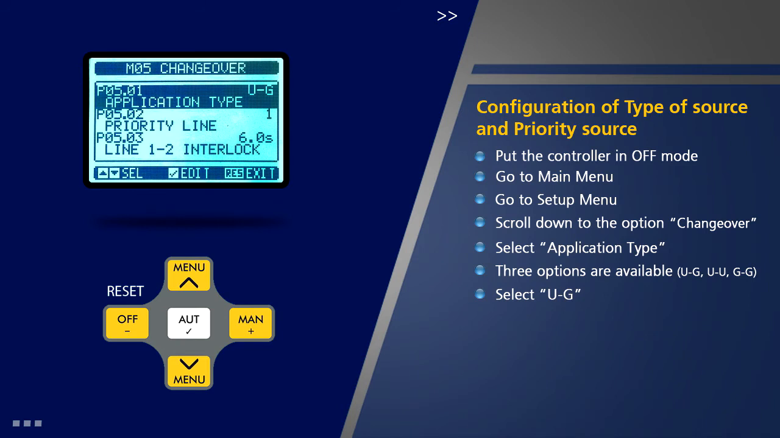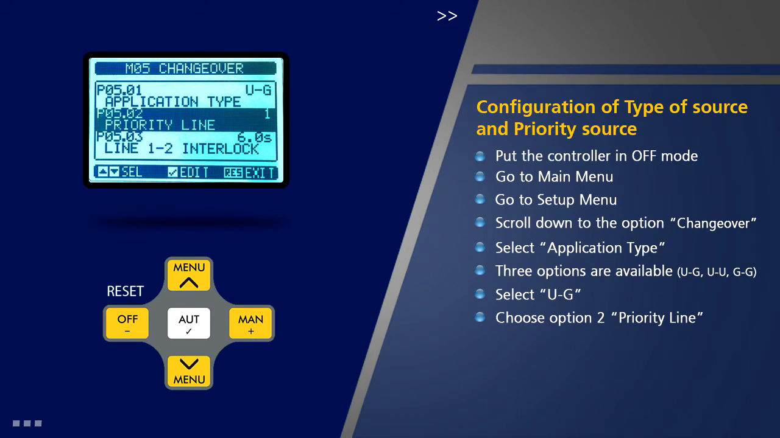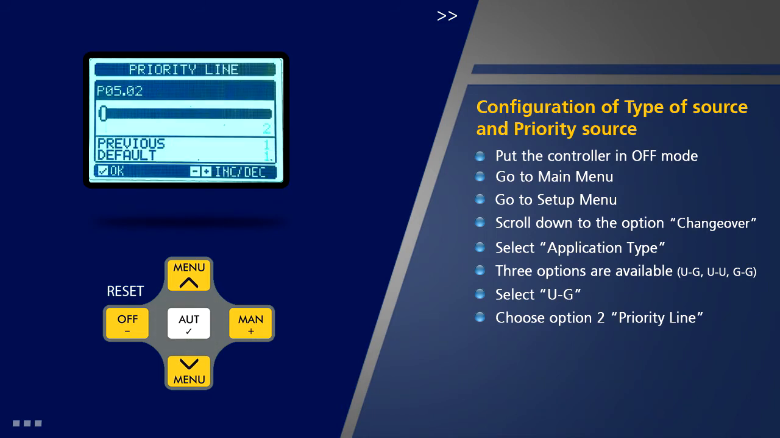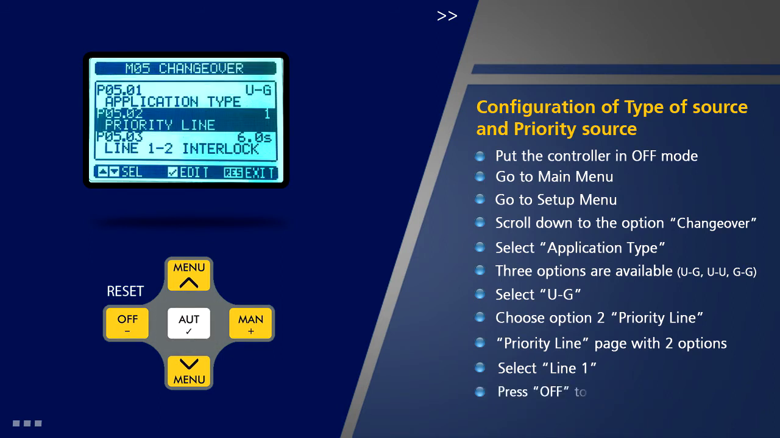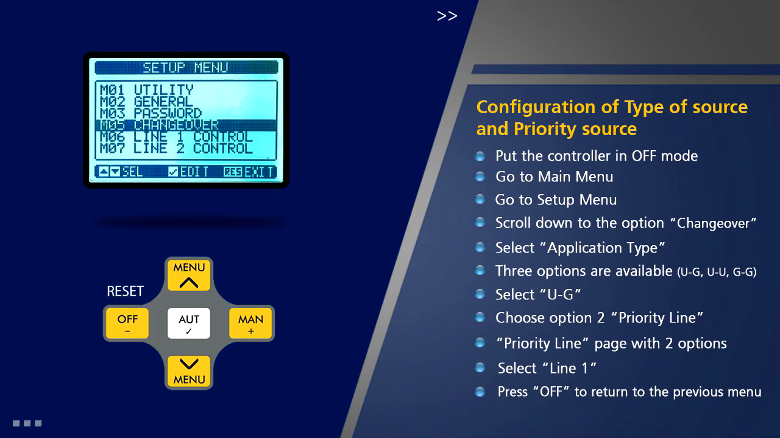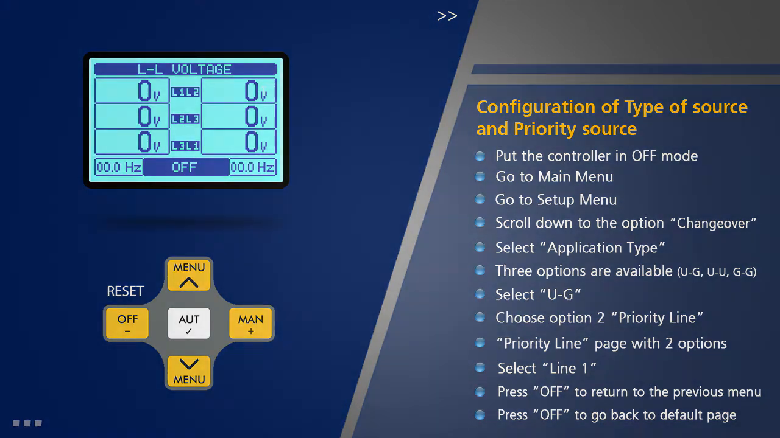To select priority line, choose option 2, which is Priority Line, on Changeover page and press OK. Now Priority Line page will be displayed showing 2 options, 1 and 2. Select Priority Line as per site requirements, for example Line 1, and press OK. Press Off to return to the previous menu. Press Off again to go back to default page.